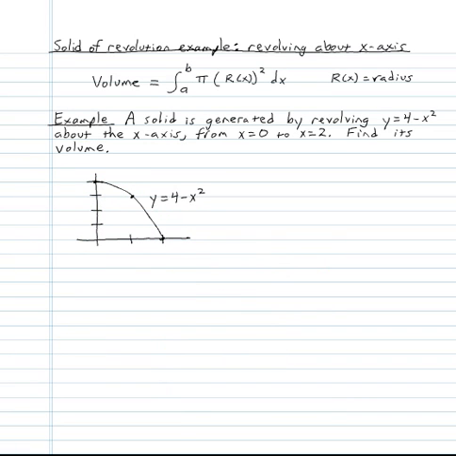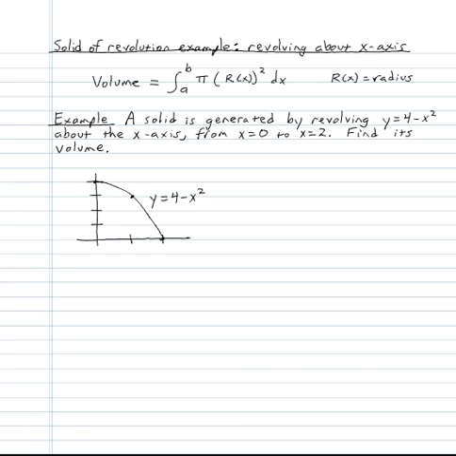Let's take a look at an example of finding a volume of a solid of revolution where we wish to revolve our curve about the x-axis. You'll notice that we had in a separate video an explanation of our formula for the volume of a solid of revolution. That was the integral from a to b of pi times the radius squared.